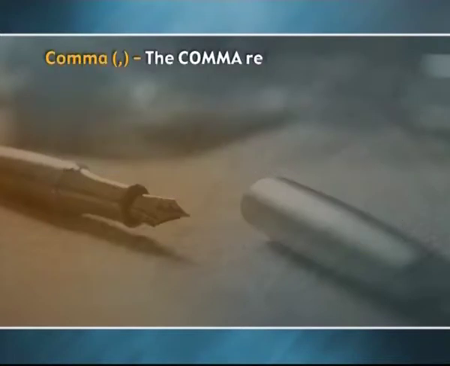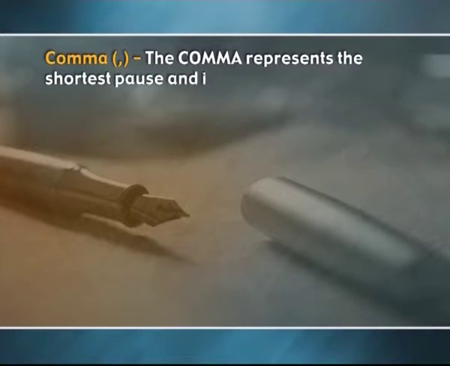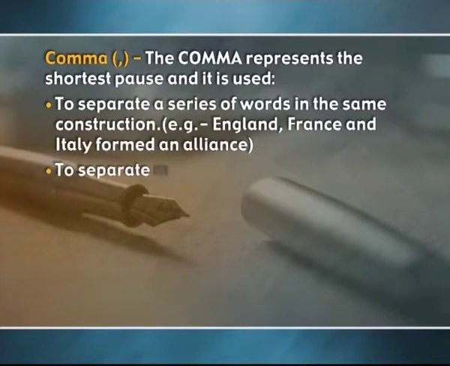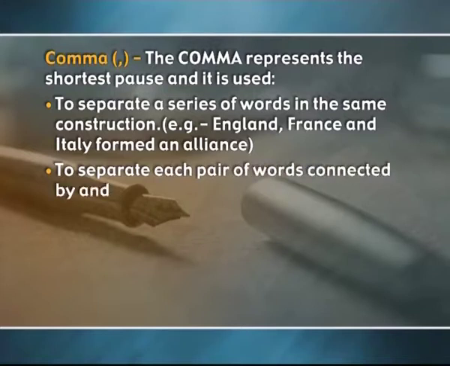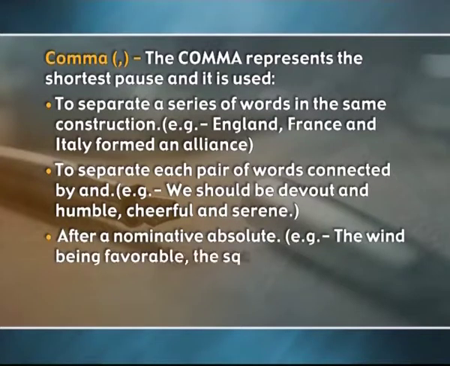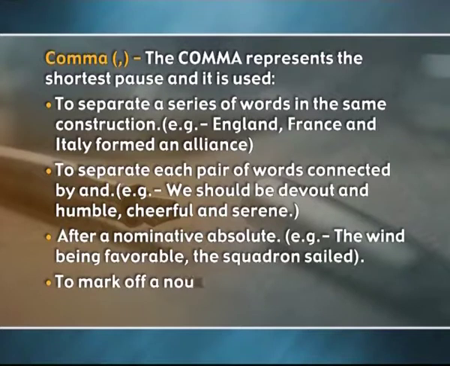Comma. The comma represents the shortest pause and it is used to separate a series of words in the same construction. Example, England, France and Italy formed an alliance. To separate each pair of words connected by and. Example, we should be devout and humble, cheerful and serene. After a nominative absolute. Example, the wind being favorable, the squadron sailed.